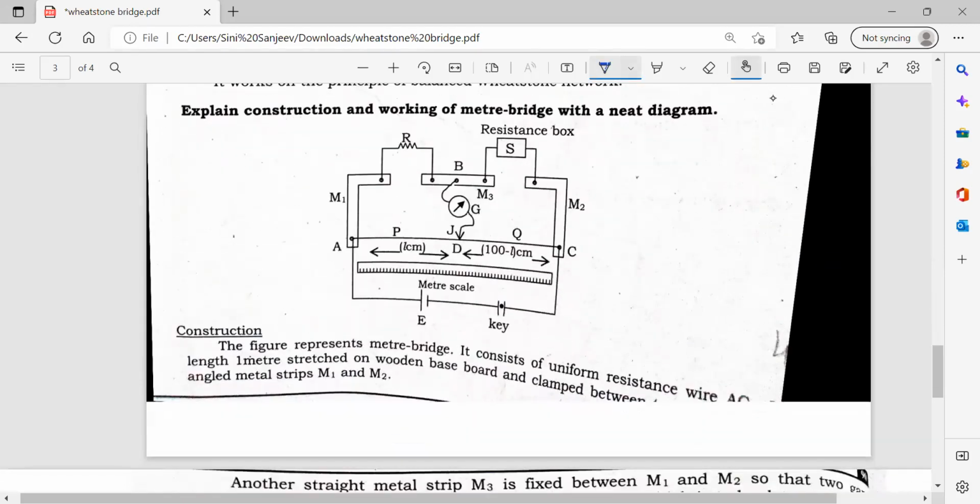Now the next one is potentiometer. But before potentiometer, we have the meter bridge. After the Wheatstone bridge, we have something called the meter bridge. What are my P and Q? Resistances. If the total scale is 100, this will be my L. AD will be my L. So DC will be 100 minus L. Only this thing we have to know.